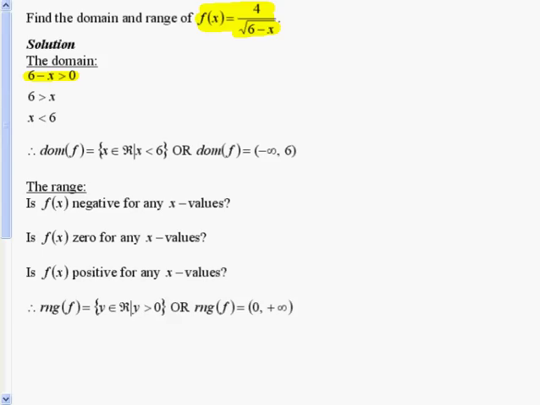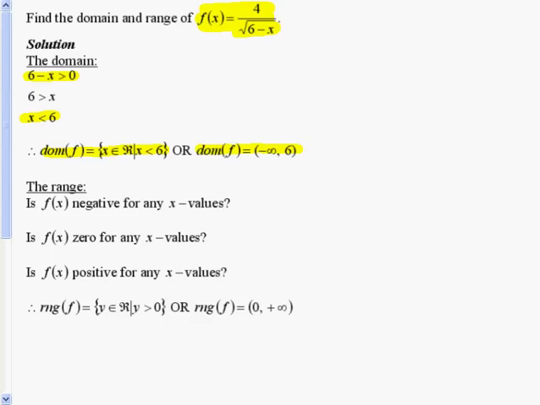So what we will conclude after solving this inequality is that x must be less than 6. This allows us to say that the domain of f is equal to the set of x such that x is less than 6. Or in interval notation, the domain of f is the interval from negative infinity to positive 6, excluding the positive 6.